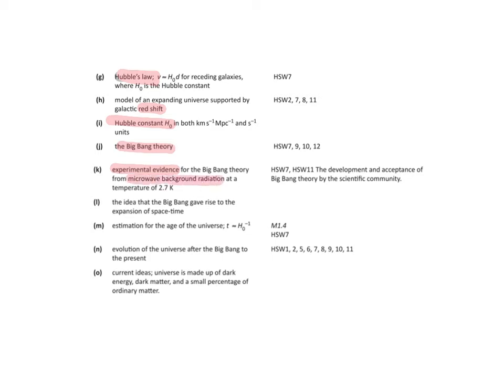and microwave background radiation. We will also talk about how Big Bang theory was developed and accepted, that it also gave rise to space-time, the estimation of the age of the universe. We will see how to do that. It's quite nice actually. The evolution of the universe after the Big Bang to present, and the current ideas in terms of dark energy, dark matter, and only a very bit of ordinary matter.